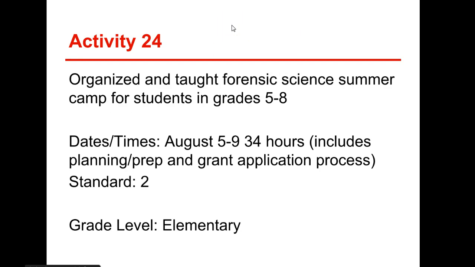Organizing and teaching a forensic science summer camp. We called it CSI summer camp. We had students who were going into 5th and 6th grade, so we had 4th and 5th graders in the morning, and then we had middle schoolers in the afternoon.